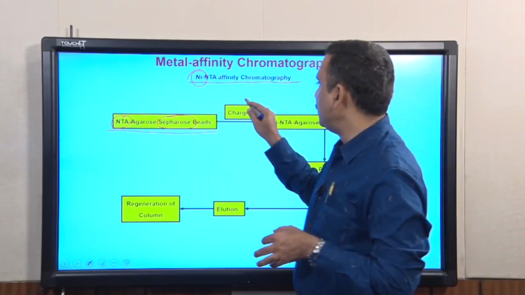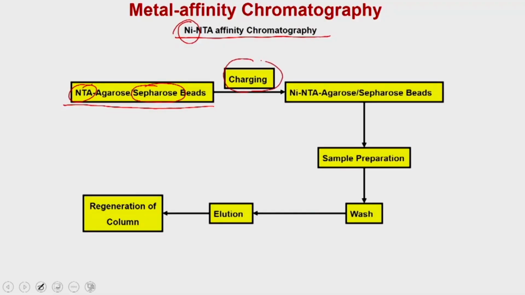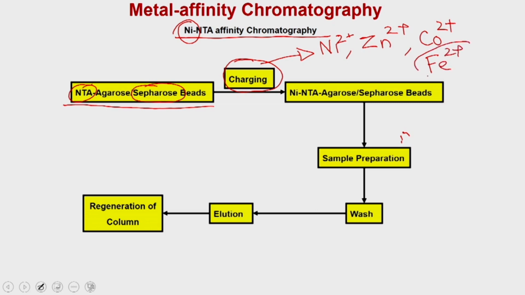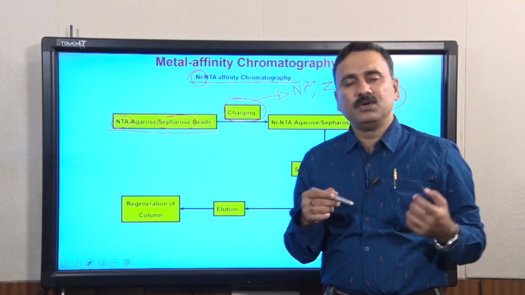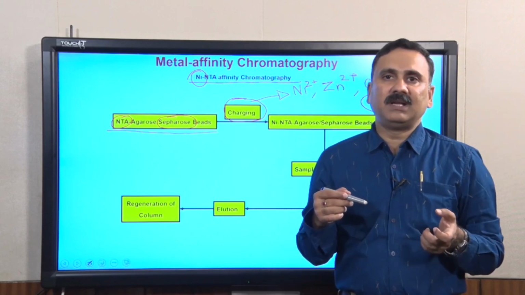So, the first step is the charging, which means you are going to charge the column with the transition metals. You have the option of using nickel, zinc, or cobalt, and you have no option of using iron. Why do we not use iron as a transition metal?